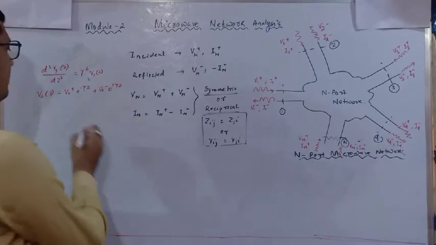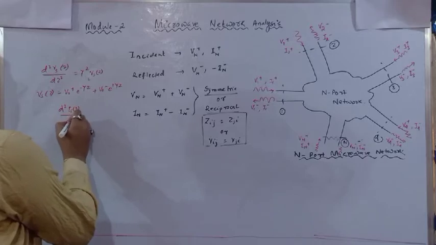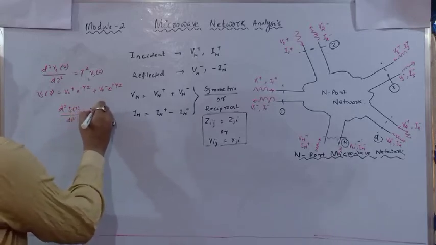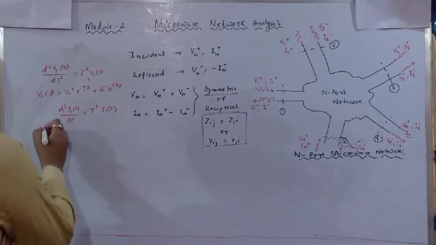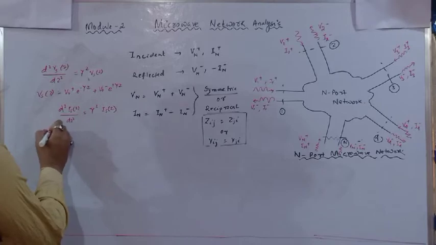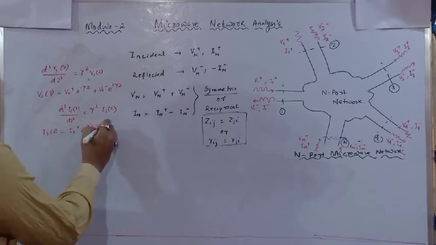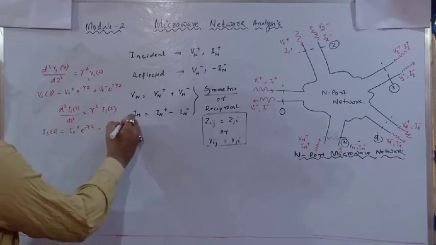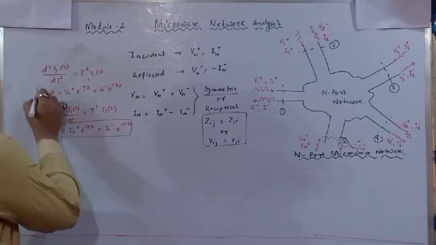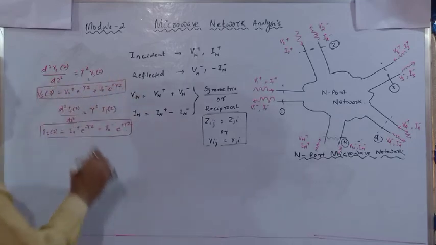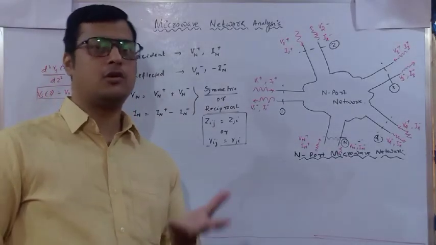Okay, this is the first wave equation. And the second is d²Is(Z)/dZ² = γ² Is(Z). Okay, and what is the solution for this? The solution is Is(Z) = I0⁺ e^(−γZ) + I0⁻ e^(+γZ). So these are the two solutions for a wave equation when we are dealing with the potential and current in a transmission line or a two-port network.